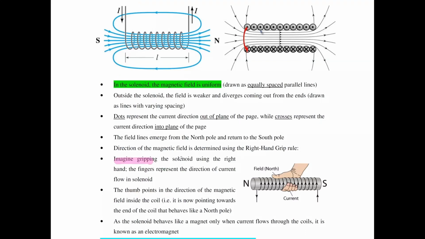Now imagine gripping the solenoid using your right hand. The fingers represent the direction of current flow in the solenoid, while the thumb points in the direction of the magnetic field inside the coil. It is actually now pointing towards the end of the coil that behaves like a North Pole. Now, if you apply this rule to the example above, using your right hand, the curl of your finger represents the direction of your current, whereas the thumb represents the direction of your magnetic field. It is pointing towards the end of the coil that behaves as a North Pole. This other end here must be your South Pole then.